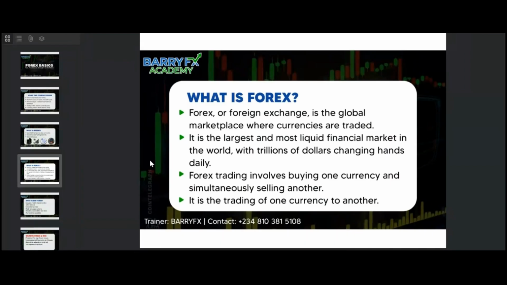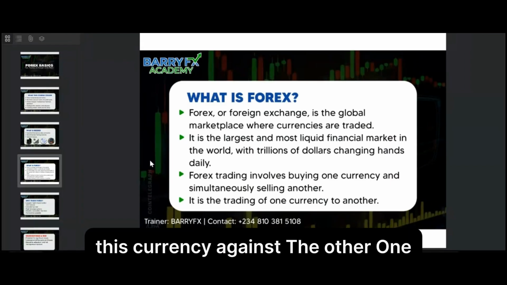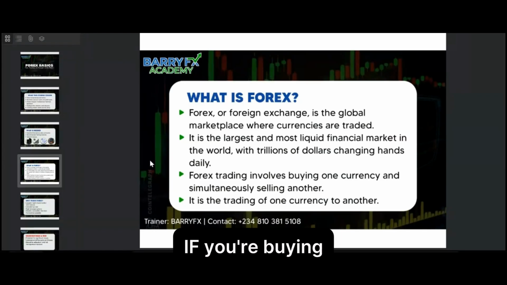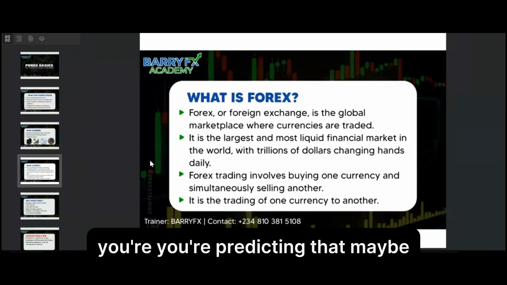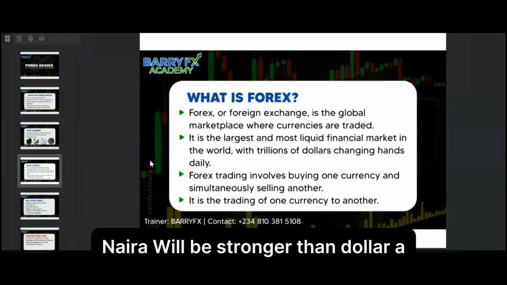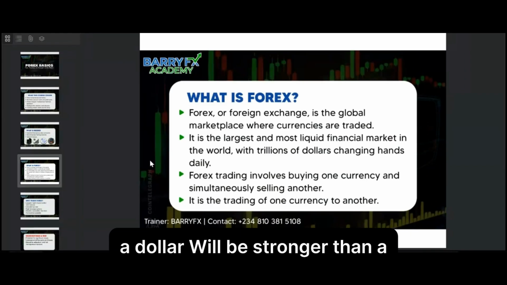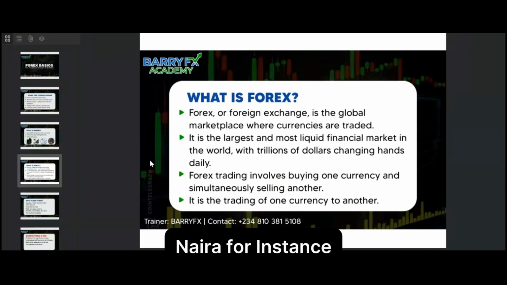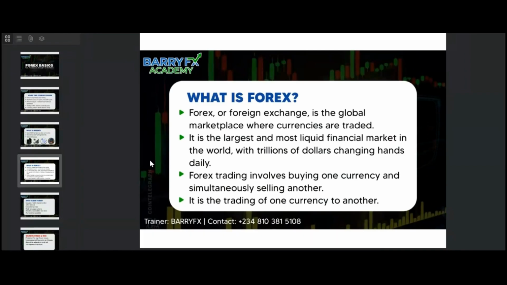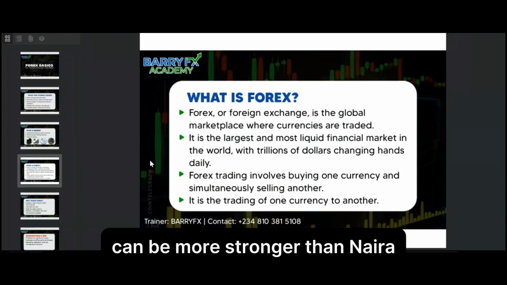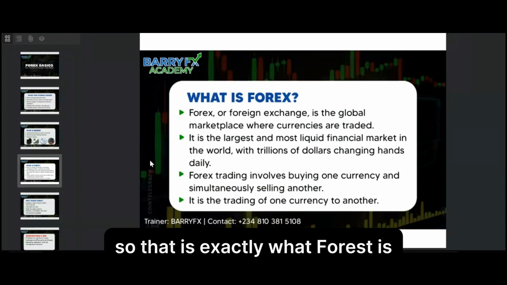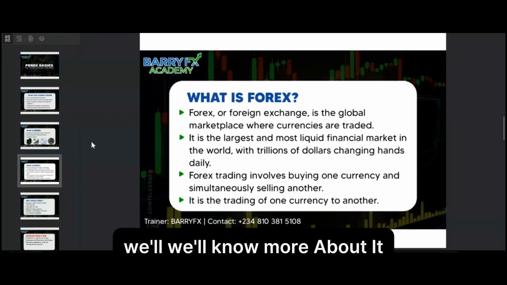So you are trading one currency against the other. Just for instance, you might predict that the dollar will be stronger than the naira, which it has been for years now. You can predict the dollar can be stronger than the naira. That is exactly what forex is. As we go further, we'll know more about it.